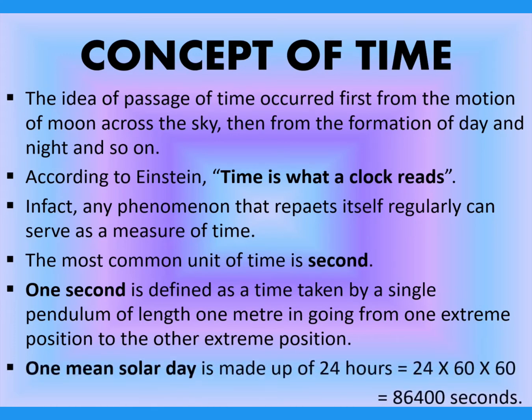1 mean solar day is made up of 24 hours, that is 86,400 seconds, which is the time interval between any two successive noons, that is the time interval between two successive passages of the sun across the meridian.